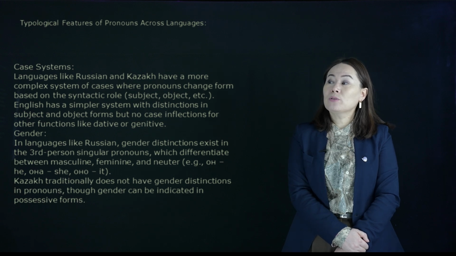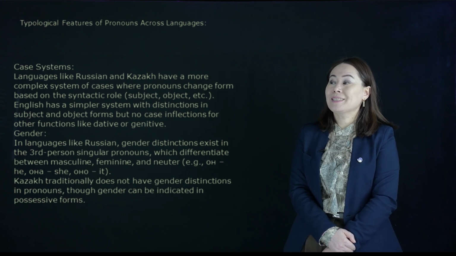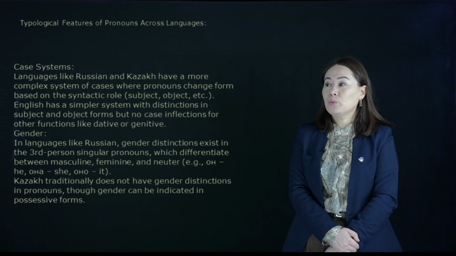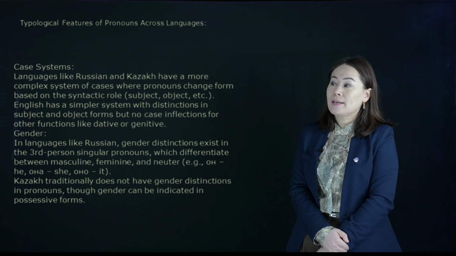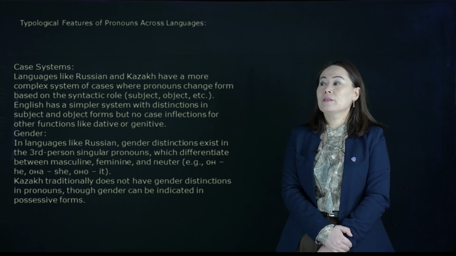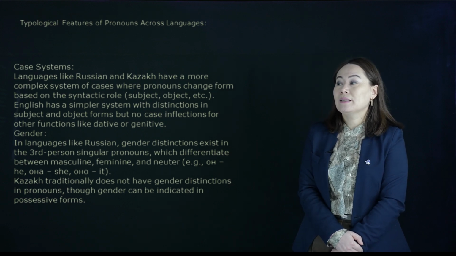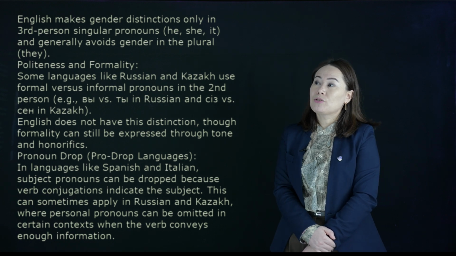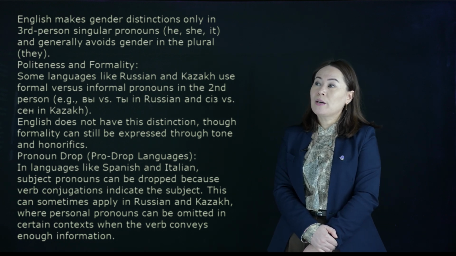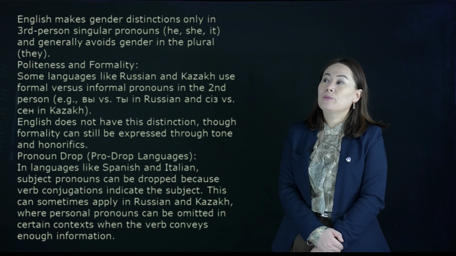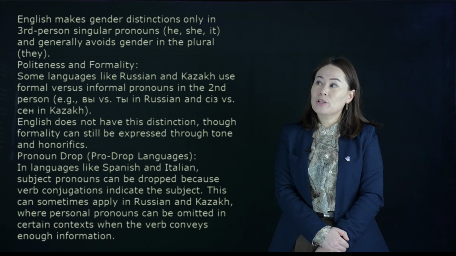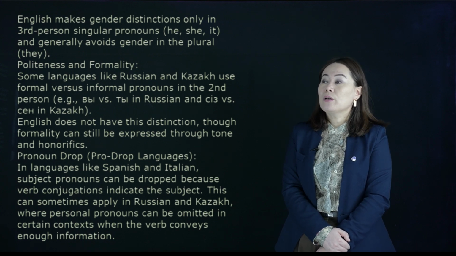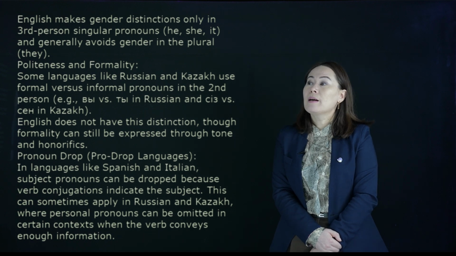In languages like Russian, gender distinctions exist in the third person singular pronoun, which differentiates between masculine, feminine, and neuter: он, he; она, she; оно, it. Kazakh traditionally does not have gender distinctions in pronouns, so gender can be indicated in possessive forms. English makes gender distinction only in the third person singular pronoun, he, she, it, and generally avoids gender in the plural, they.